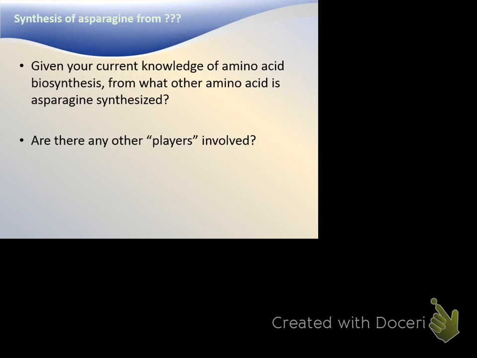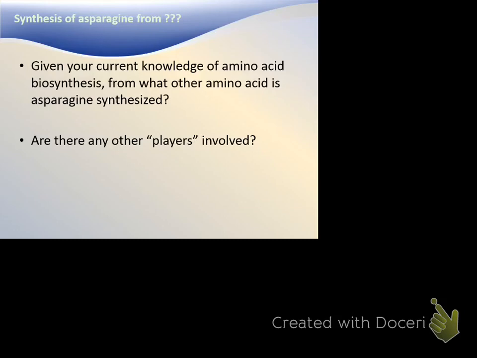Okay, so asparagine, let me get my notes. Given what you know, what amino acid is the originator of asparagine? Does anyone know? What does it look an awful lot like that you think it'd be easy to make it from? Lysine or glycine? Lysine? Possibly. What else? Is there one that's even more similar? Aspartate. That would make the most sense, right?